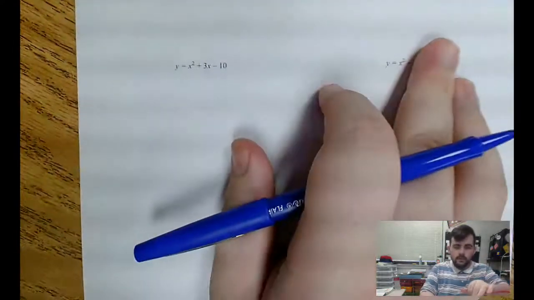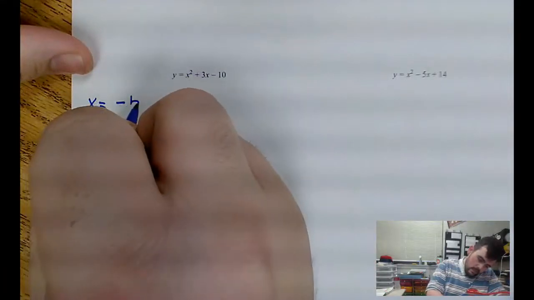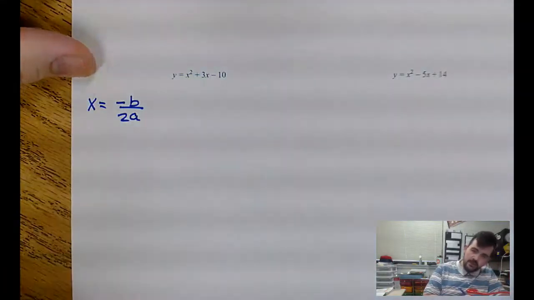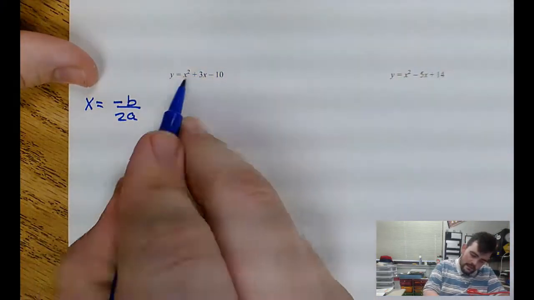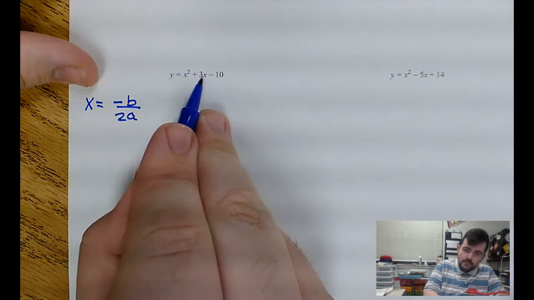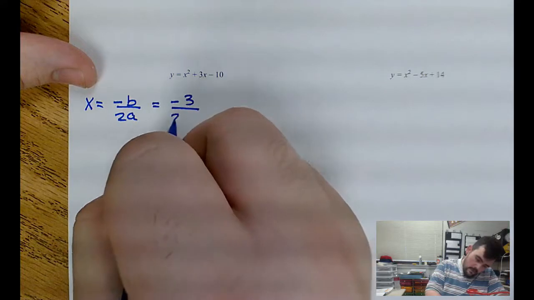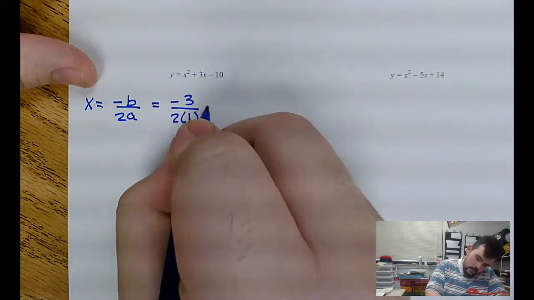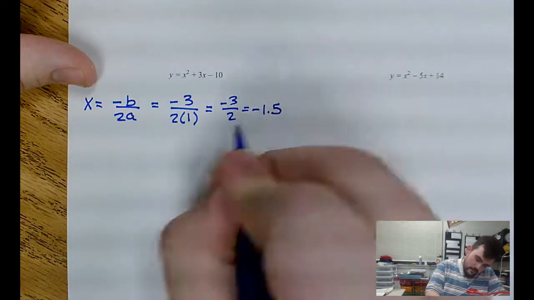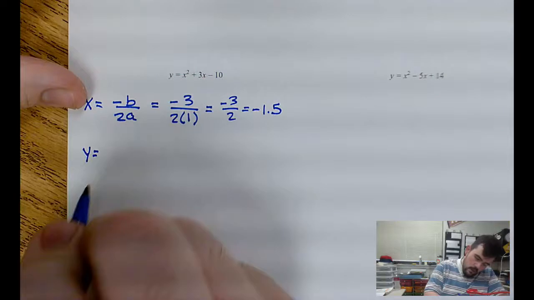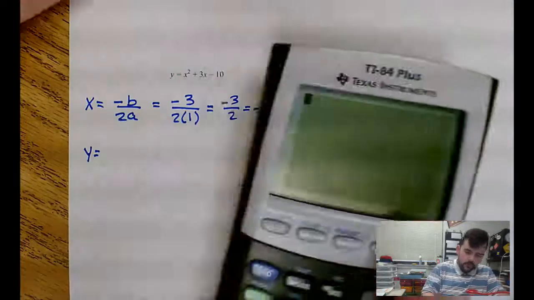Let's keep on working. x squared plus 3x minus 10. The x-coordinate, negative b over 2a. I'm going to say that a couple more times today. Let's see. b is 3. So negative 3 over 2 times a, which is 1. That gives me negative 3 over 2, which is negative 1.5. To get the y-coordinate, I'm going to plug negative 1.5 in through here.